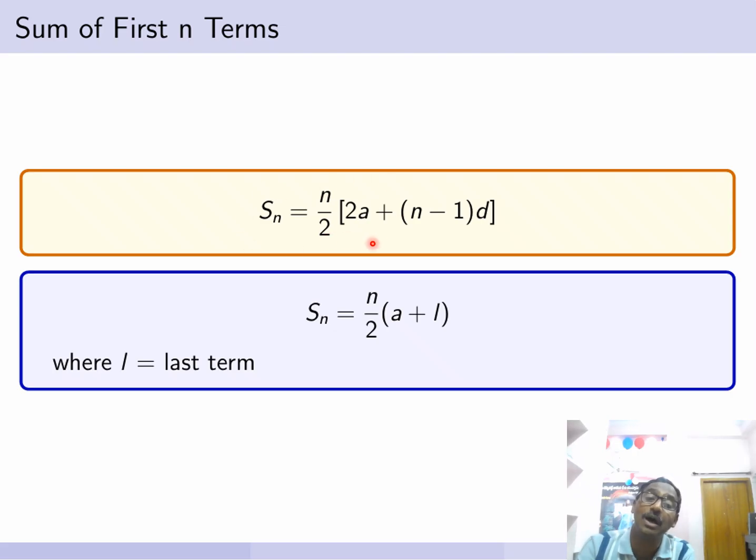This is the formula if you know first term and common difference. If you know first term a and common difference d, then you can use this formula: Sn equal to n by 2 times 2a plus n minus 1 times d. Next one, Sn equal to n by 2 times a plus l. When we use this formula? If you know first term and last term, you can use this formula.